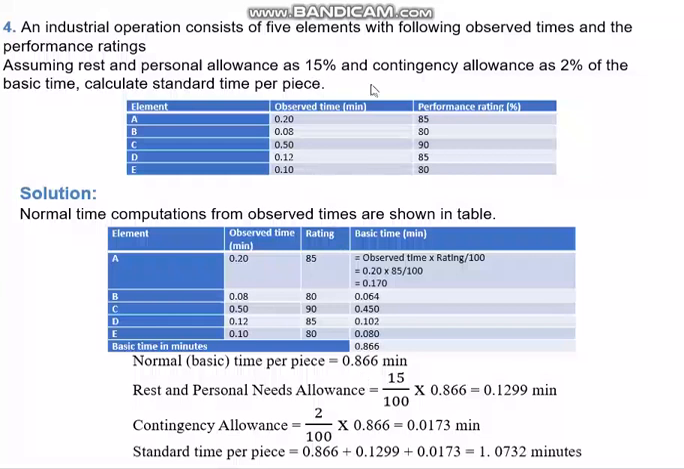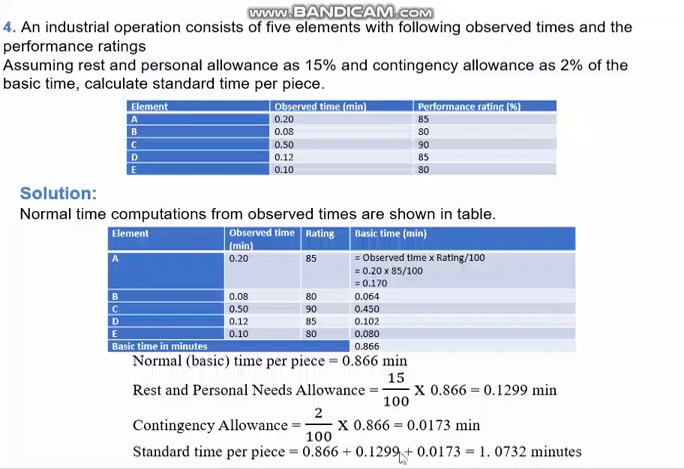Now what you have to do is give the allowances. Relaxation allowance is 15% and contingency allowance is 2%. 2% of what? Of the basic time. So the basic time should be multiplied by 15% and by 2%, and you will get two values: one is the relaxation allowance, the other is the contingency allowance. Now you have to add the basic time, the relaxation allowance, and the contingency allowance to arrive at the standard time per piece.